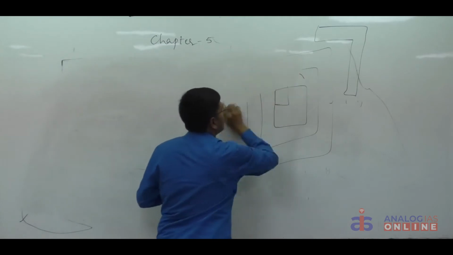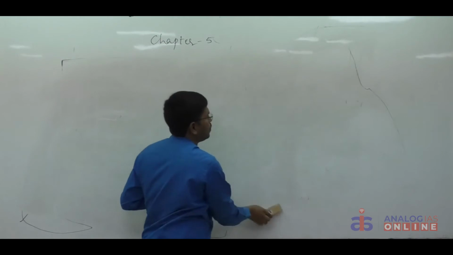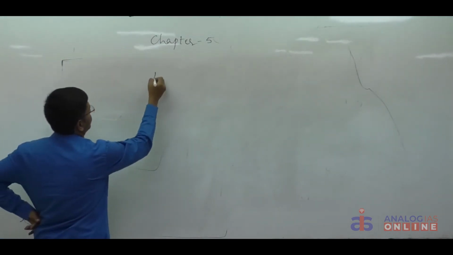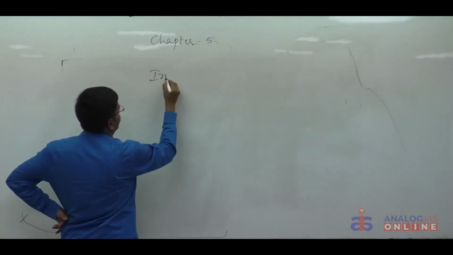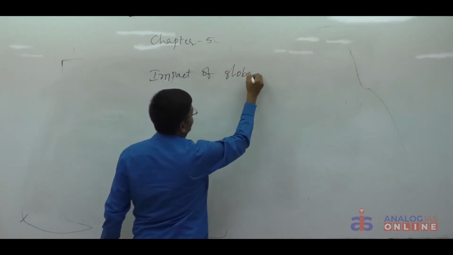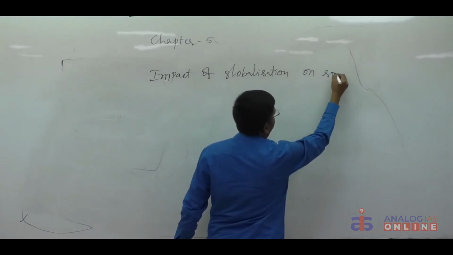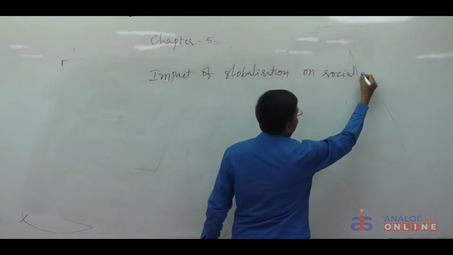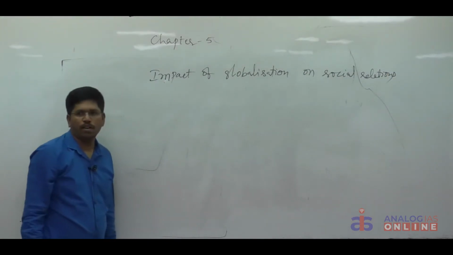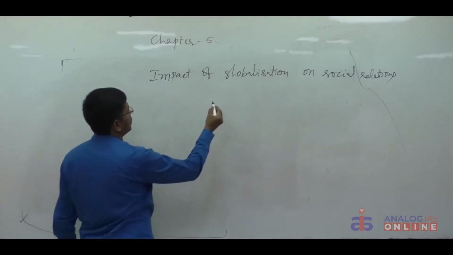Now let us discuss the last topic in chapter 5.1, that is the impact of globalization on social relations in the villages. You have to remember a total of 3 points here mainly.